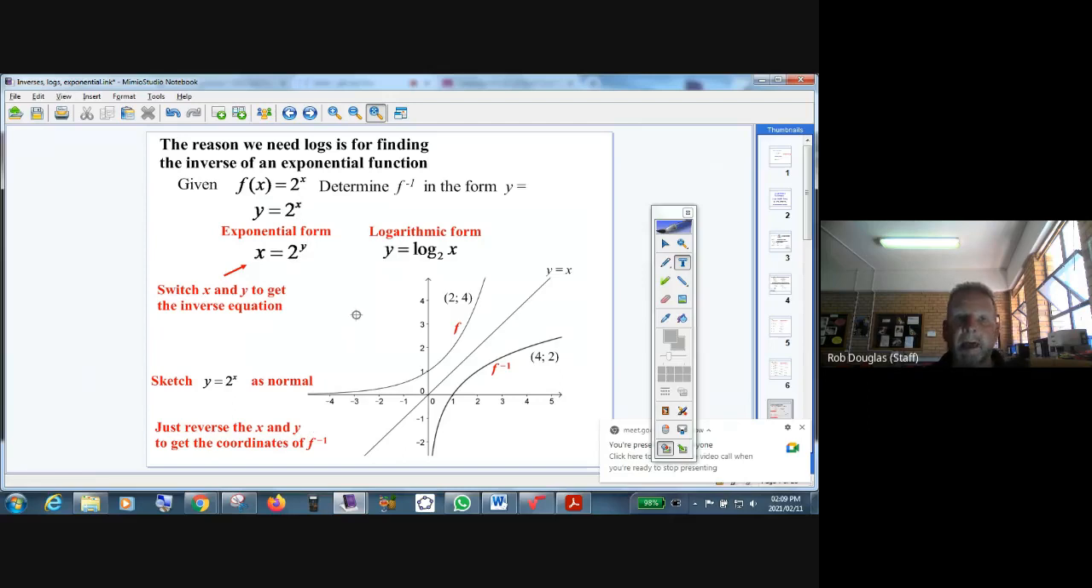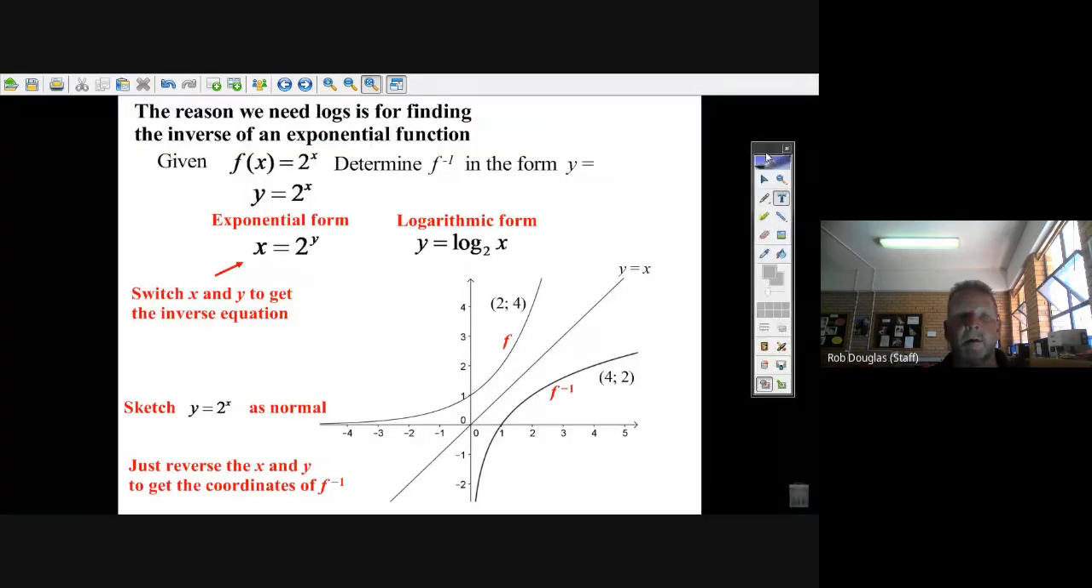Okay, we're going to look at the reason that we use logarithms, why we need logarithms in our course. Logs are super useful for many different things in science and in mathematics, but in our matric course, the reason we need logs is to be able to find the inverse of an exponential function, or if you've got a log function, to go backwards and find the inverse of a log function, which will be an exponential one.